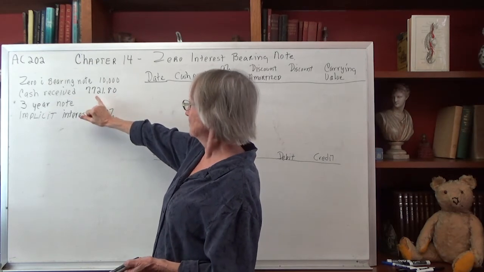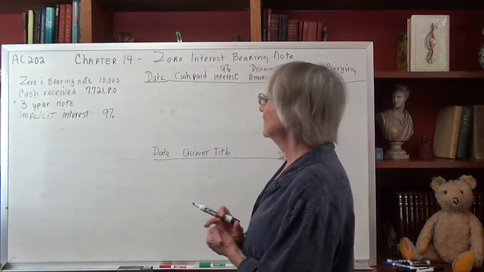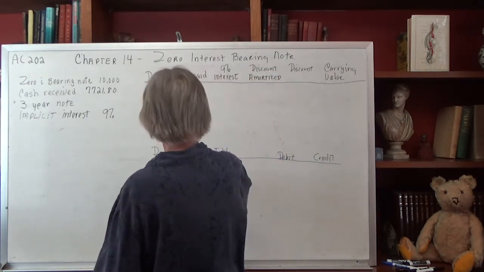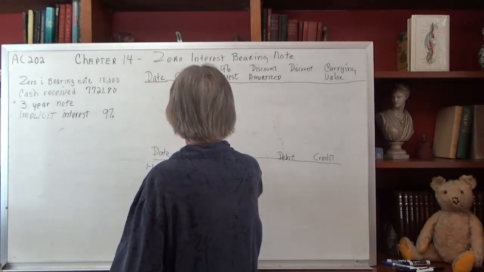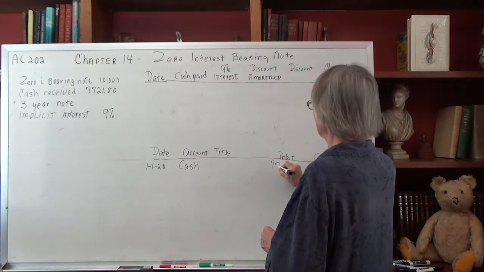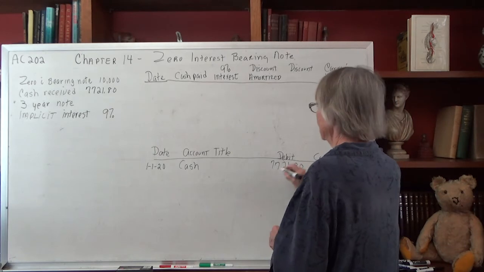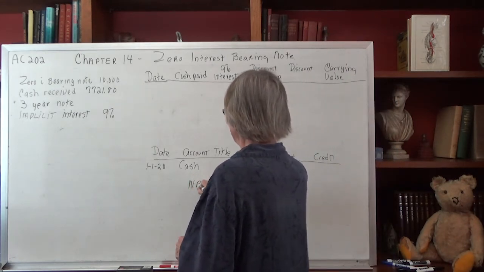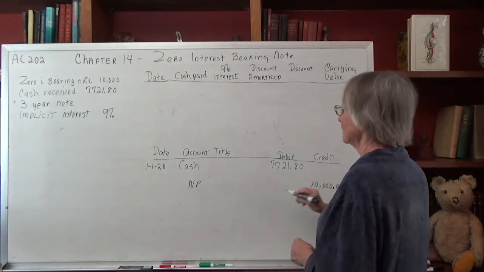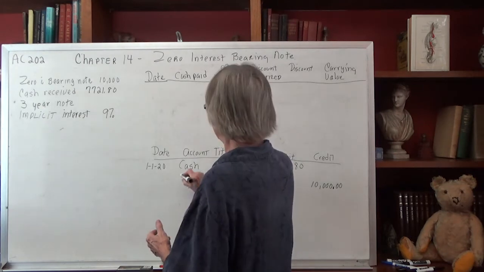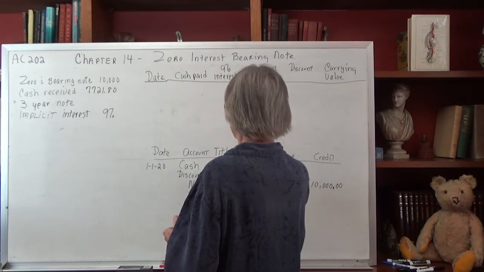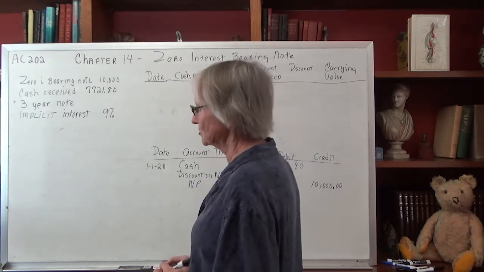We're going to receive $7,721.80. So the easiest way to start these out is, I don't think I put the dates, we'll just go 1/1/20. So we got cash, we're going to get cash of $7,721.80. We're going to have to pay back a note payable of $10,000 in 3 years. So what we're going to call this difference is the discount on notes payable.